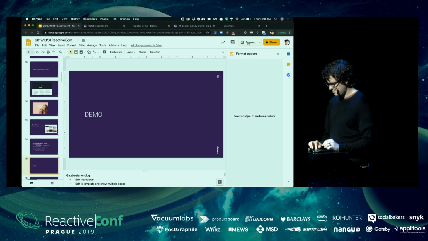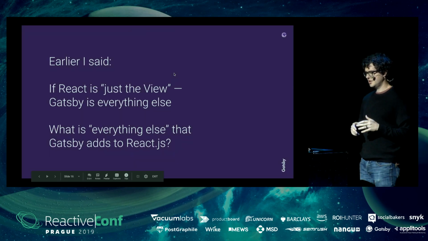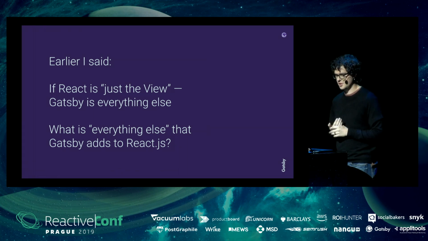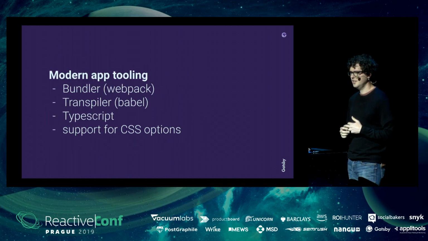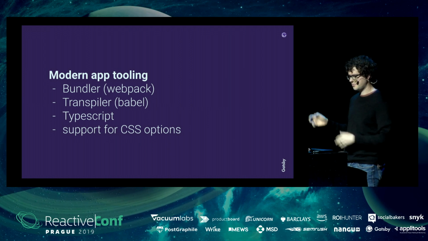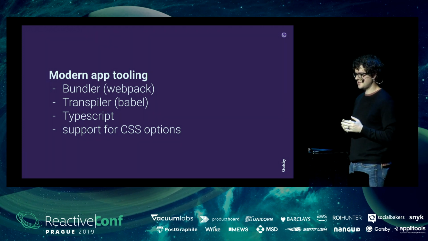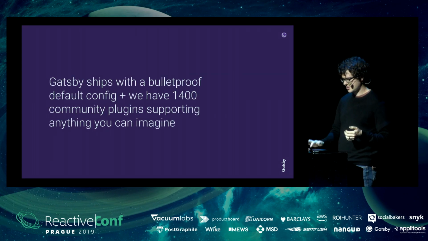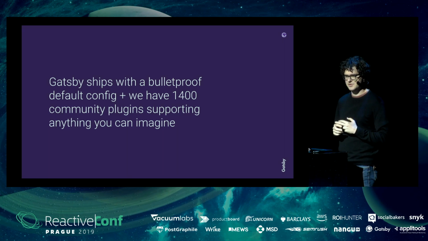Cool. So let's jump back in. Earlier I said, if React is just a view, Gatsby is everything else. So what is the everything else that Gatsby adds to React? The first thing is, to actually take your React components and build them into a form that you can deploy somewhere, you need a bundler, you need a transpiler, you need probably support for TypeScript, support for CSS options, a bunch of other stuff. And Gatsby provides all these by default. We have a really bulletproof config that the vast majority of sites use and that we've extensively tested, so that it's as reliable, robust, and fast as possible.